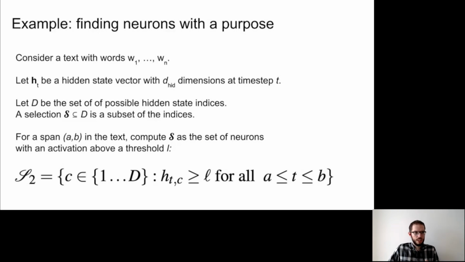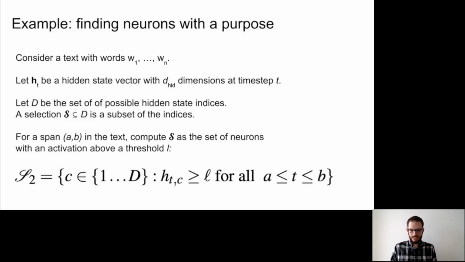Let's consider a text with words W1 through Wn. Let H_t be the hidden state vector with a dimensionality of d_hid that corresponds to the hidden states at time step t inside of the text. Then let D be the set of possible hidden state indices that we have for our model, so maybe integers 1 through 650. A selection is then a subset of those indices. Okay, we can use this as the infrastructure for our selection.